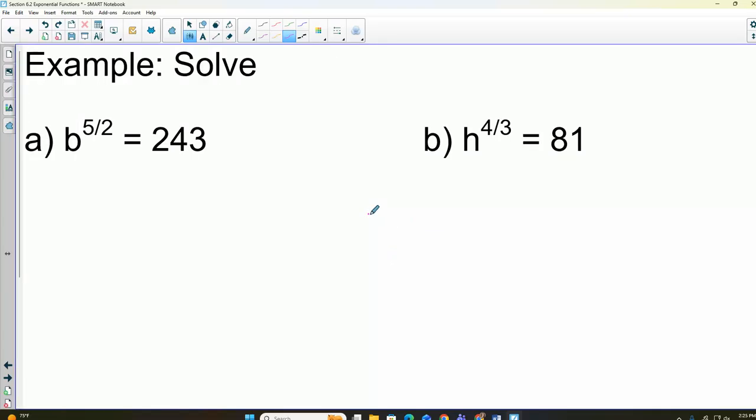So let's say I asked you to solve this. B to the 5/2 power equals 243. So we aren't solving for the exponent on these, we're just solving for the base. If I gave you 5/2, how do you write that with a radical? Okay. I want to solve that. How do you get rid of the square root?